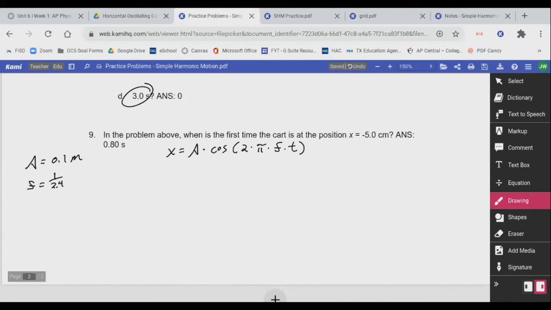No. And now they're saying, what time will you arrive at position negative 5.0 centimeters? Well, we don't use centimeters, we use meters. So we need to convert this to meters. The position x is really equal to negative 0.05 meters because we don't do centimeters.